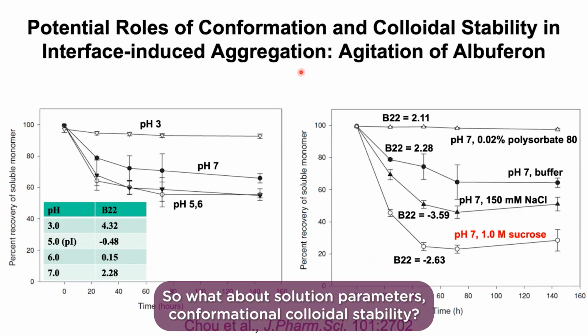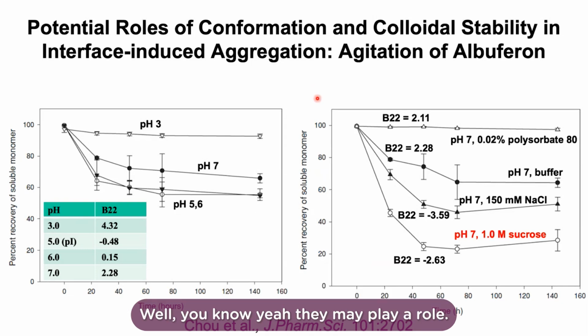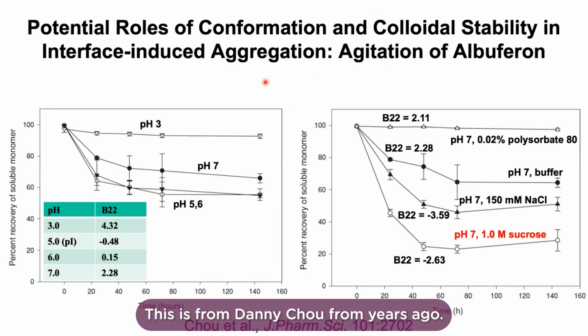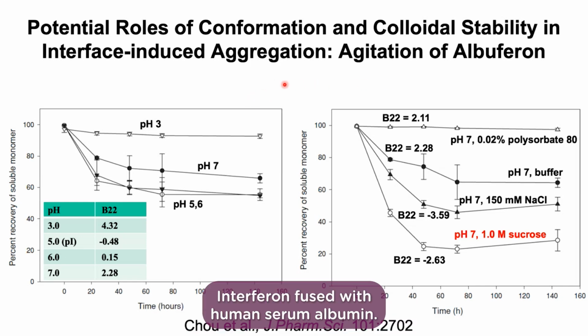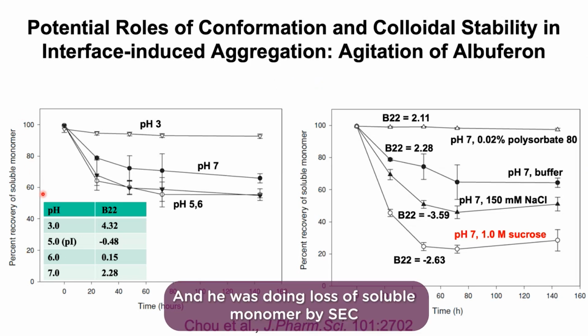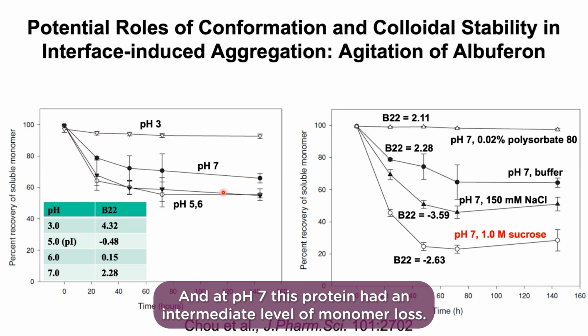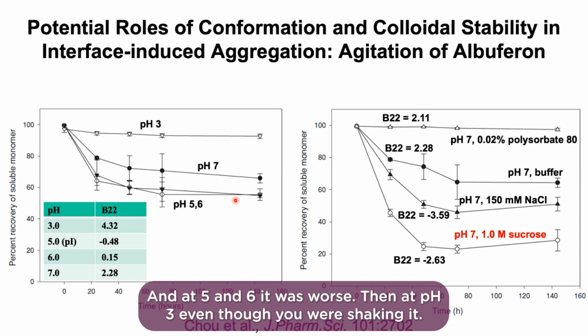So what about solution parameters, conformational and colloidal stability? Well, yeah, they may play a role. So here's an interesting study. This is from Danny Chow from years ago. And this is looking at a fusion protein, interferon fused with human serum albumin. And he was doing loss of soluble monomer by SEC as a function of time of agitation under different solution conditions. And at pH 7, this protein had an intermediate level of monomer loss, and at 5 and 6, it was worse.